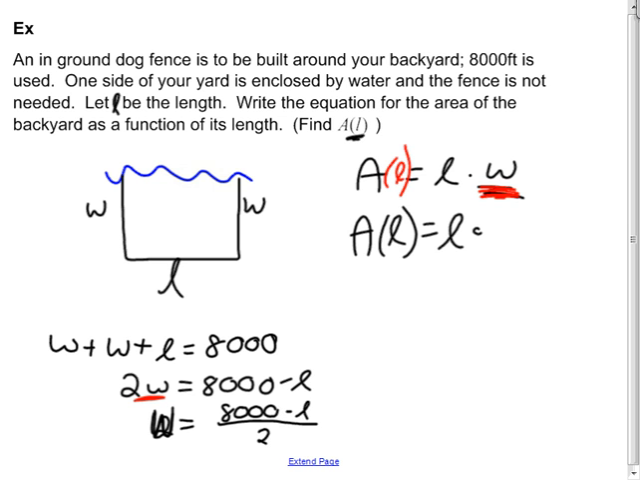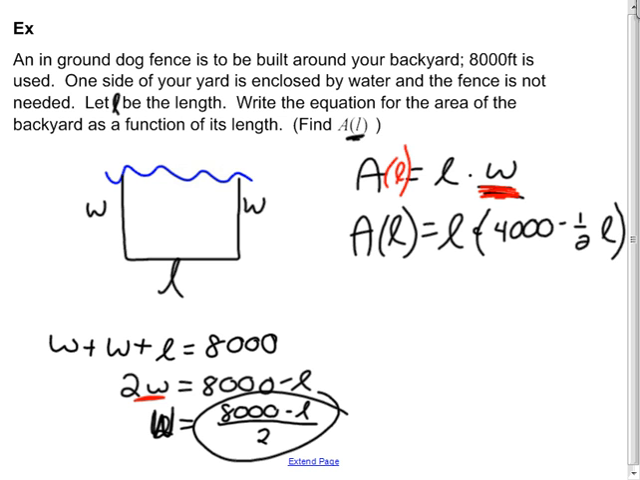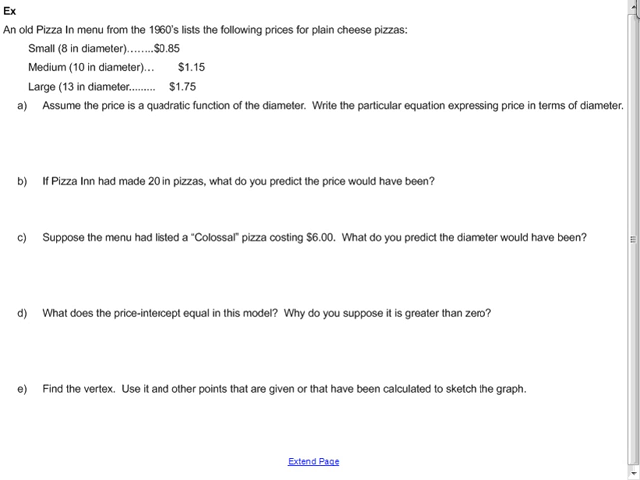It's L times this W, which is 4,000 minus a half L. Therefore, A of L equals negative 1/2, distribute the L through, L squared plus 4,000 L. And I have my equation for the area of my backyard in terms of just L. Again, another problem where I dealt with the perimeter. I brought in area. I now have a quadratic. So these are area models for quadratics based off of the linears.